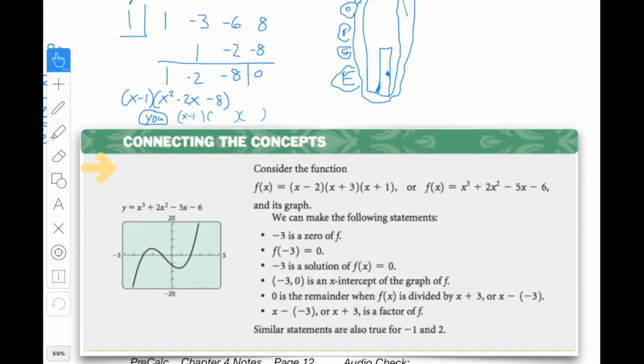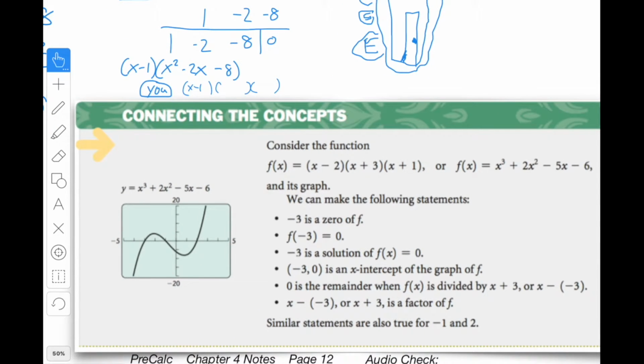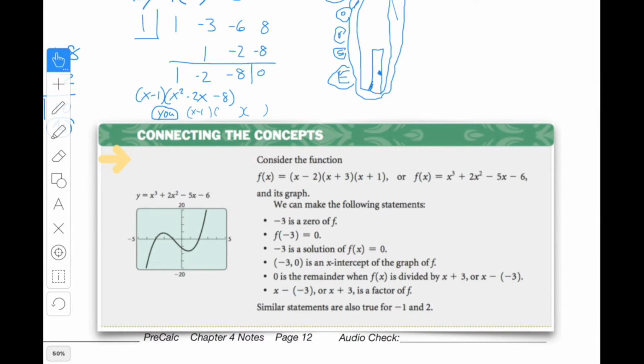After you continue factoring it, I just want to connect the concepts. So let's say you've got a function, and here's the particular function. It's in factored form, it's in polynomial form, and its graph. You can make the following statements, and you can make them for any one of these zeros, but we'll just take the 0 of negative 3. First of all, negative 3 is a 0. F of negative 3 is equal to 0. Negative 3 is a solution of this. If you were to take all this and say it's equal to 0, negative 3 would be a solution.